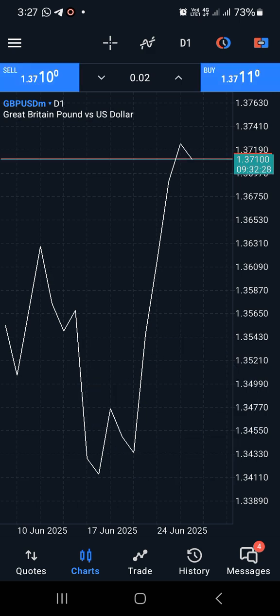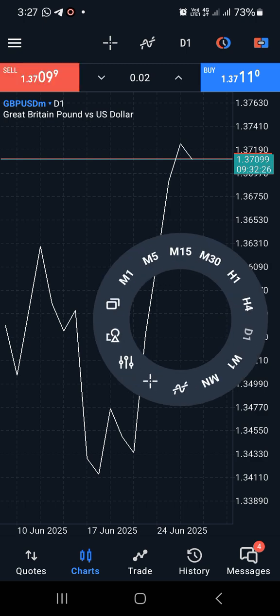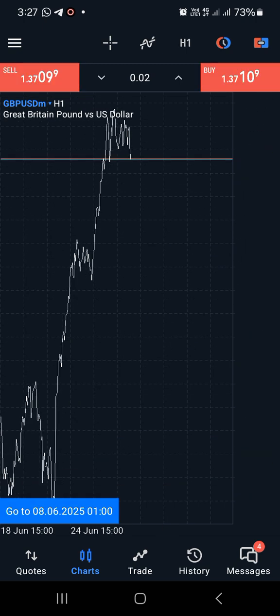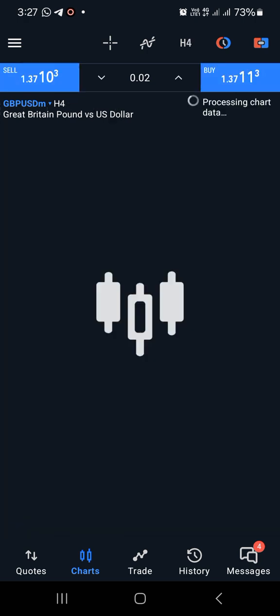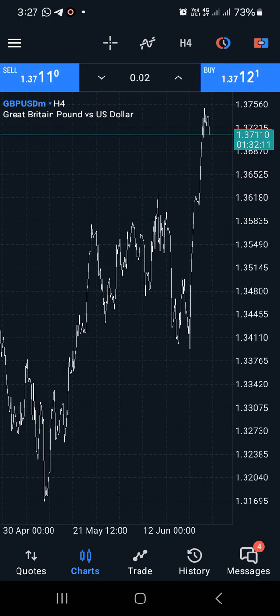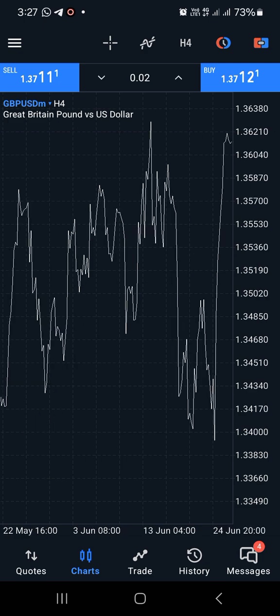Now this will be too big. We'll take it back to H1 and zoom in. You can still check for H4. Check for the one that will have more tops that can join together. Okay, so you see this to draw resistance and support here.